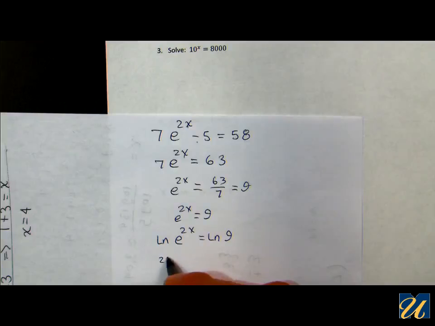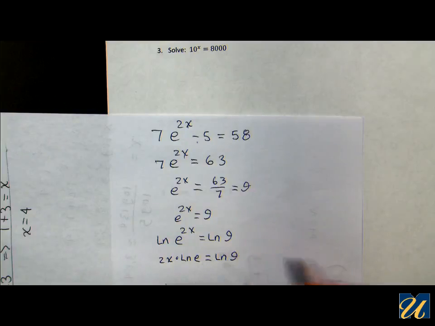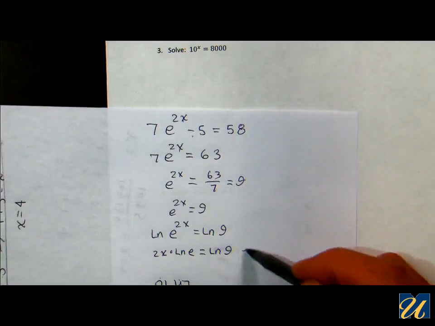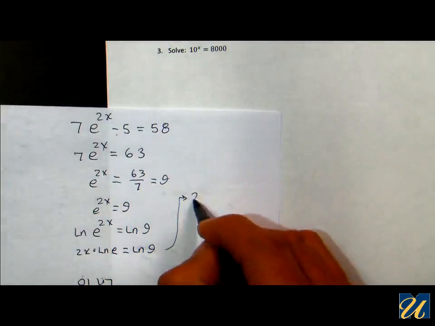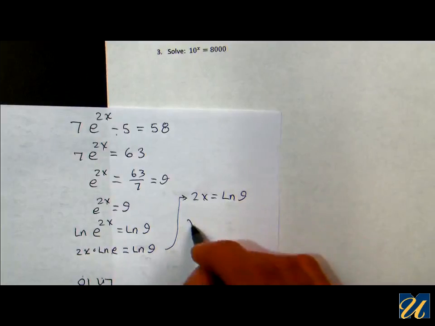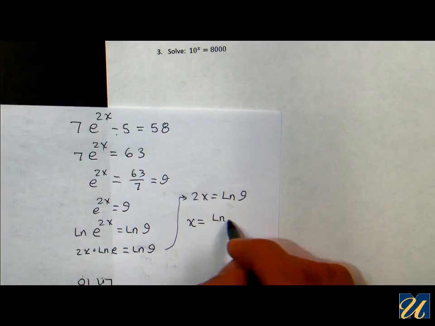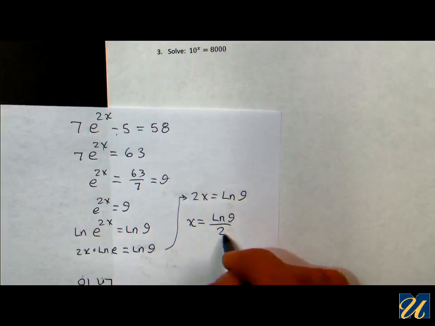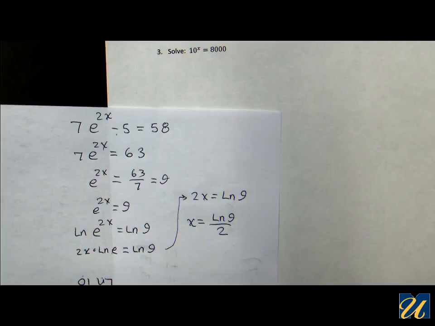Okay, and then we'll use the power property. So 2x times the log of e is equal to the natural log of 9. Let's come up here a little bit. Natural log of e is 1, so that's 2x is equal to the natural log of 9, and therefore x is equal to the natural log of 9, all divided by 2. And there is our solution there.